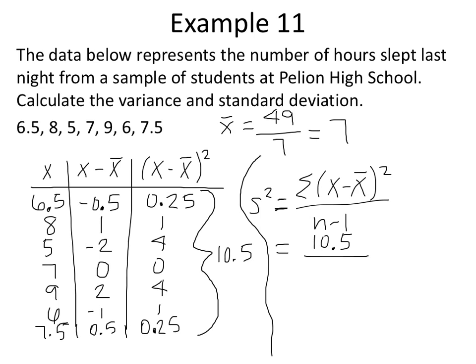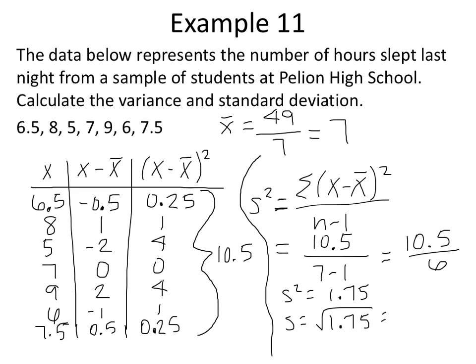Our n is our number of values. We had 7 people interviewed, so our denominator is going to be 7 minus 1, which means we're taking 10.5 and dividing it by 6. This gives us a variance of 1.75. And to find the standard deviation, we're going to take the square root of 1.75. We're going to round this to 3 decimal places. So we get a standard deviation of 1.323.